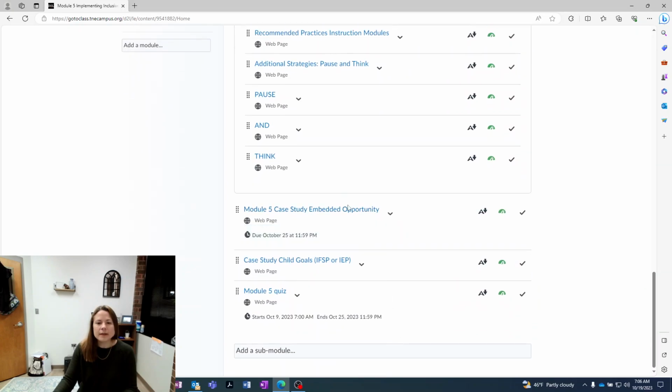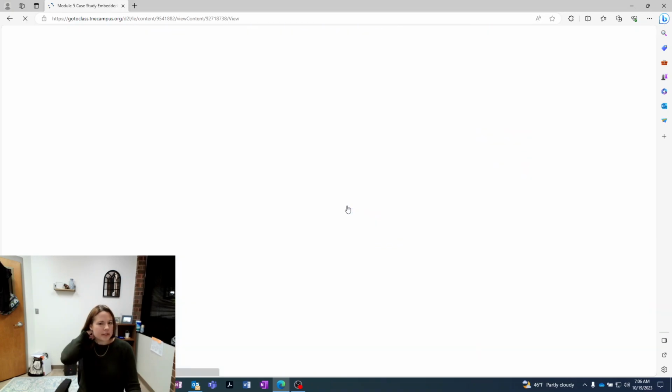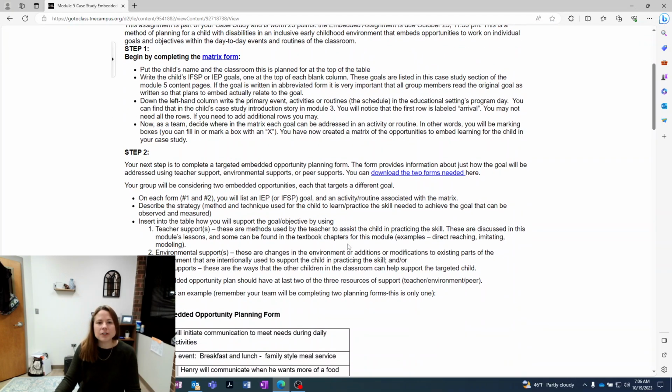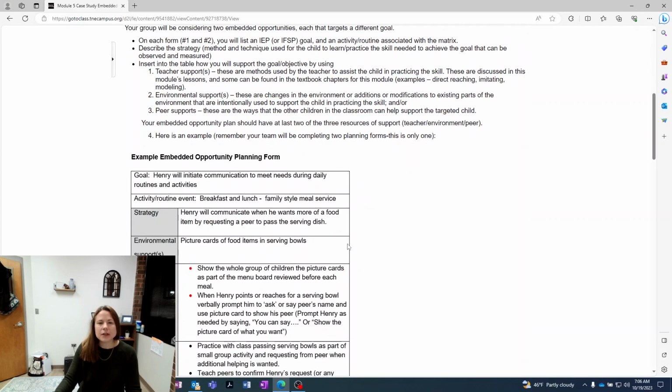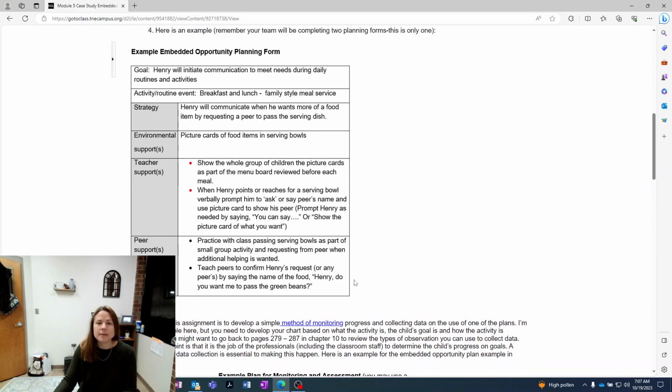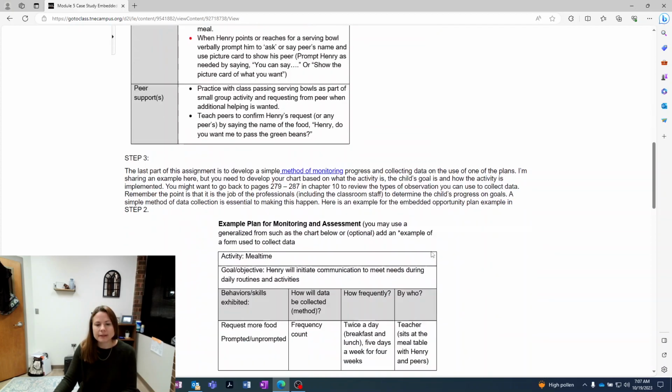So when we were doing the embedded opportunity, we specifically were trying to complete the matrix form, but what I wanted you to get at is the goals that you wanted to give the child, right? So when we're talking about embedding something, we were looking specifically at inside their everyday routine. So in your class schedule, how can you embed these supports for the child, right? So that's what we were looking at. So maybe your goal was during mealtime, right? And we gave you examples here of Henry.